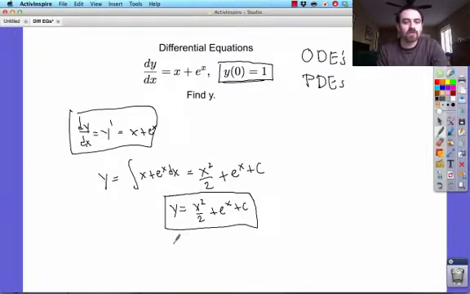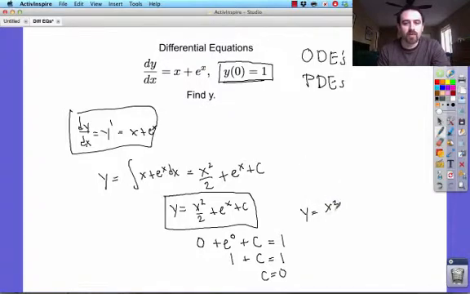So let's do it. Let's substitute an x in. If I plug in x equals 0, I get 0 plus e to the 0 plus c, and we know that should be equal to 1. Well, if that's the case, e to the 0 is 1, so 1 plus c equals 1. Therefore, c equals 0. And the correct solution to this differential equation is x squared over 2 plus e to the x, because this is the equation where when I take its derivative, I get x plus e to the x, and when I plug in 0 for x, I get the number 1. So here's my solution.